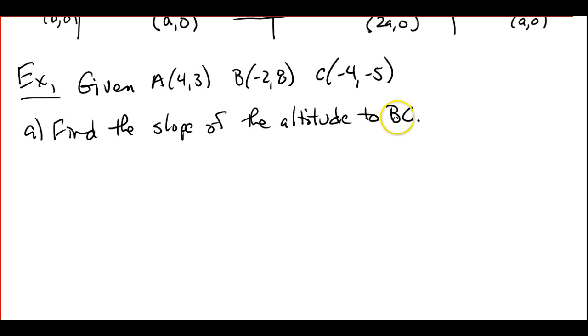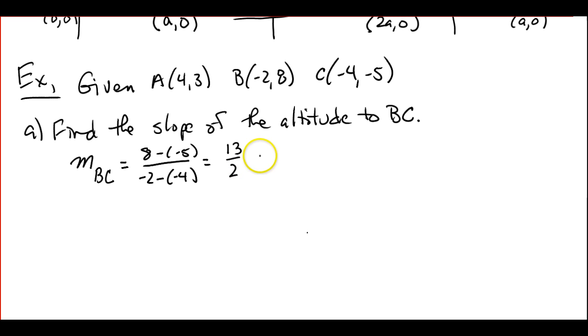so I really don't need to know anything about the altitude, but if I can find the slope of BC, then the altitude slope is going to be the opposite reciprocal. So if I can find the slope of BC, I'm going to use a lowercase m for slope. Slope is y2 minus y1, so that's going to be, let's do 8 minus negative 5, and then negative 2 minus negative 4, so that's going to give me 13 halves.